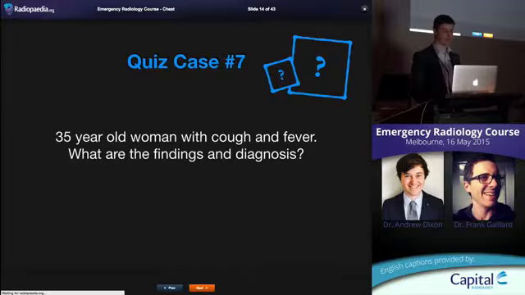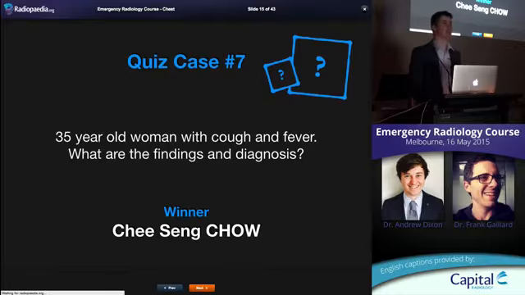Okay, 35-year-old woman with cough and fever. What are the findings and diagnosis? The winner for this case was Chi. Where are you, Chi? Come down. Chi is one of my first-year registrars.